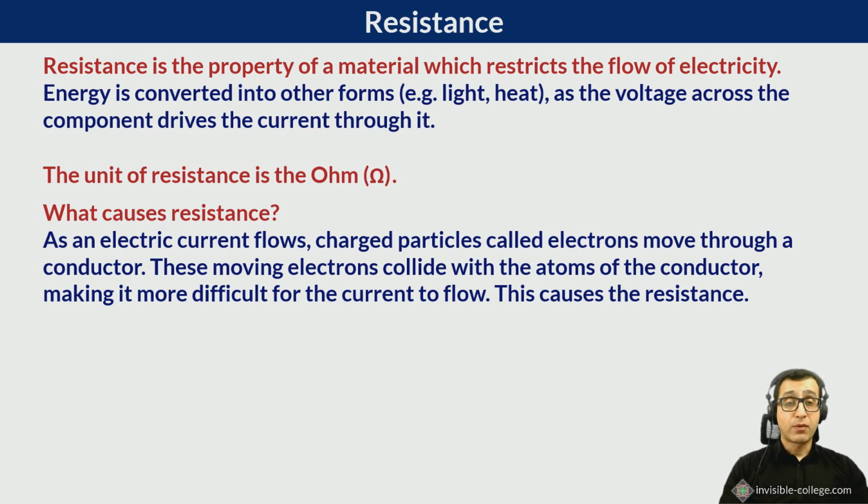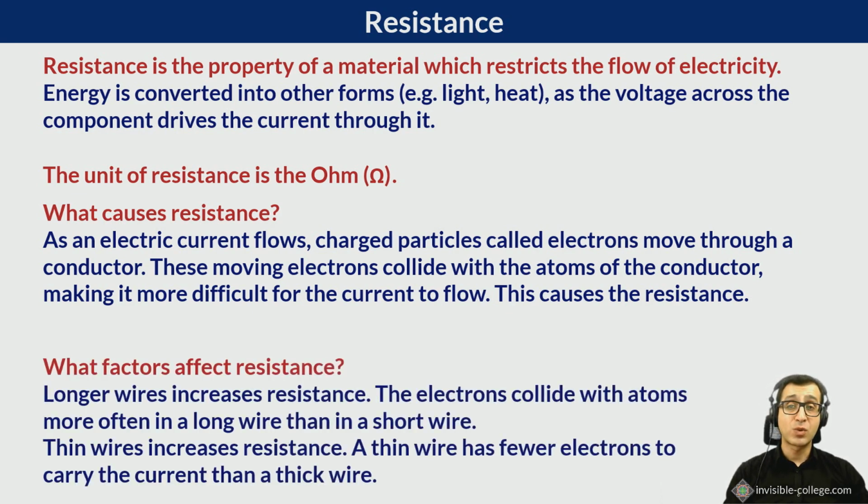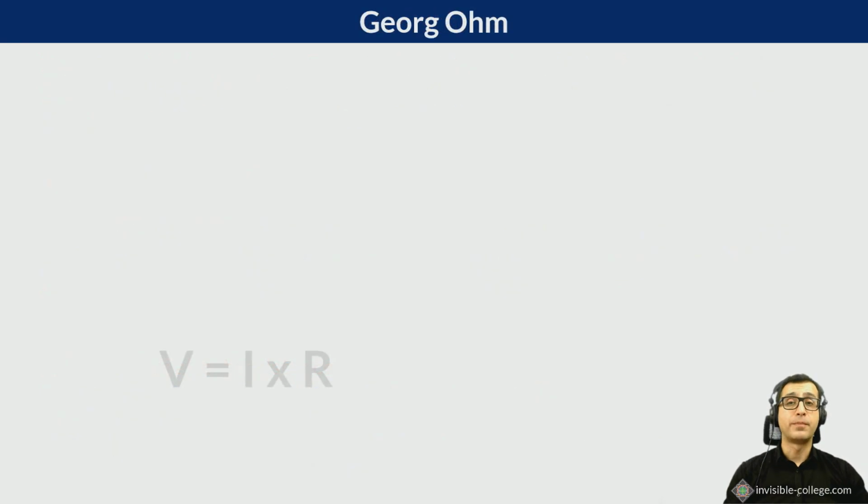So, for example, there are a lot of different parameters or properties of materials which will affect the resistivity of those materials, the amount of resistance that an electric current will experience going through a certain amount of those materials. So, for example, longer wires cause an increased resistance, and this is because the electrons will collide with atoms more often in a long wire than in a short wire. Also, if you have thinner wires, this will increase the resistance also because there are fewer electrons to carry the current than in a thick wire.